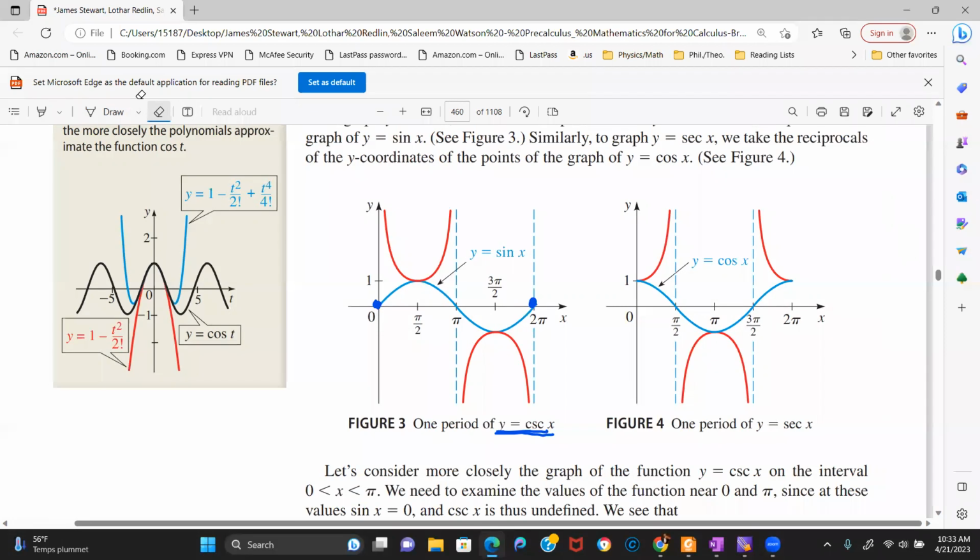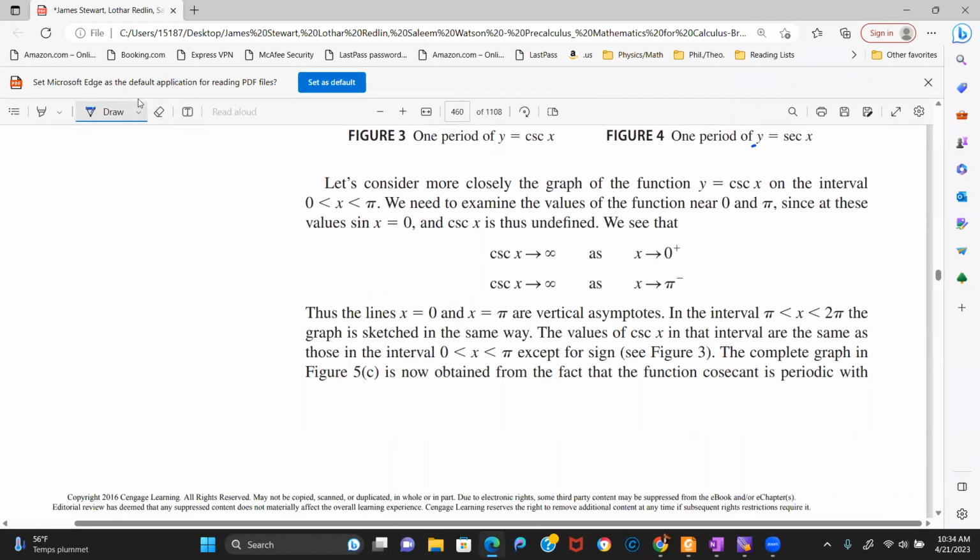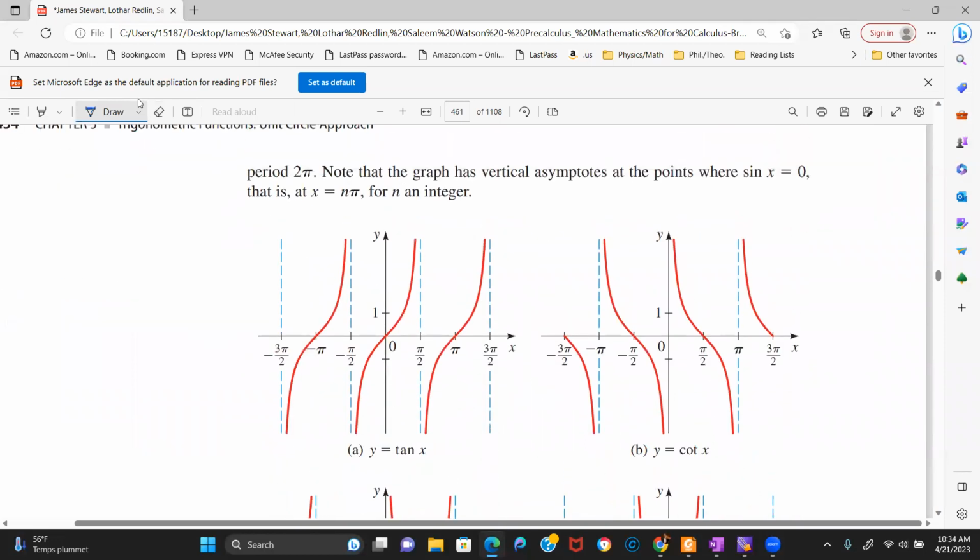So you have to do left and right hand limits at pi. Kind of annoying. Same thing with pi over 2 and 3 pi over 2, which is where cosine of x is 0. Hence that's where the secant function is going to have vertical asymptotes. All right, let's see what else. You can go through this; I'll let you go through that.